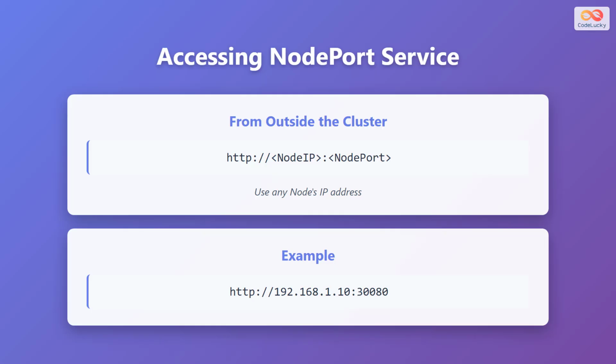To access a NodePort service from outside the cluster, you use the format http://<node-ip>:<NodePort>. The beauty of NodePort is that you can use any node's IP address to reach your application, not just the node where the pod is running. For example, if your node has the IP address 192.168.1.10 and your node port is 30080, you would access it at http://192.168.1.10:30080. Kubernetes handles all the routing automatically.